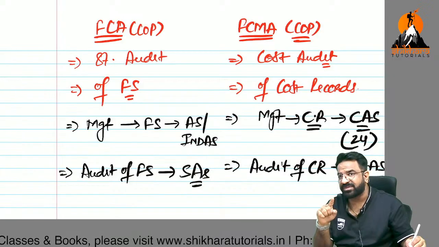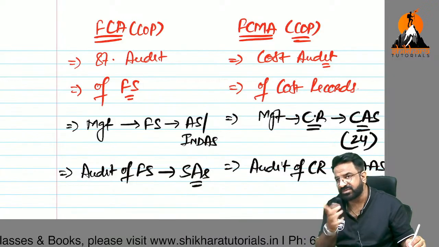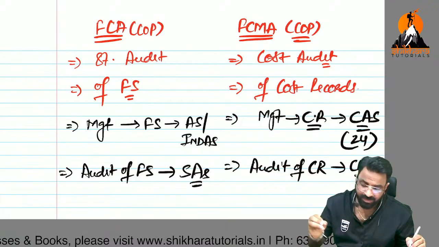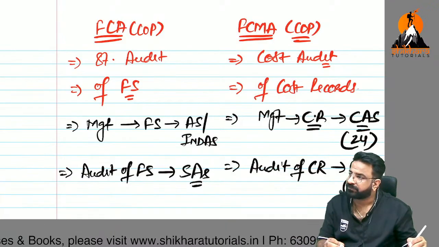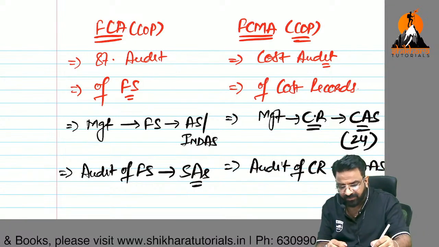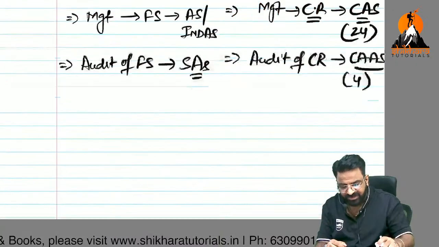24 cost accounting standards. It means the company has 24 standards to follow. How many standards do we have to follow when we are doing the audit? Only 4. So the moral of the story is, now please tell me one thing very clearly. Did you understand what I told you?